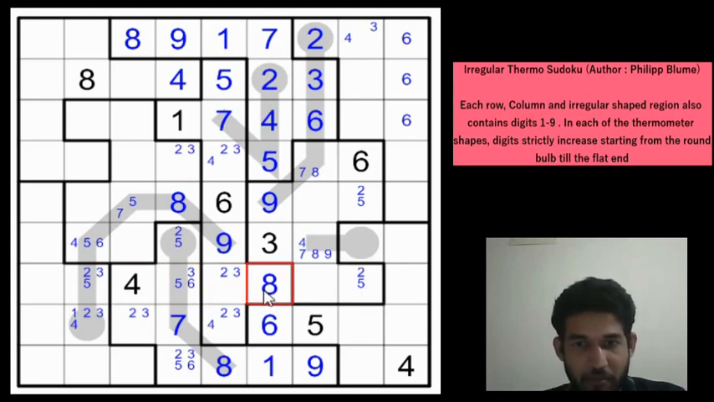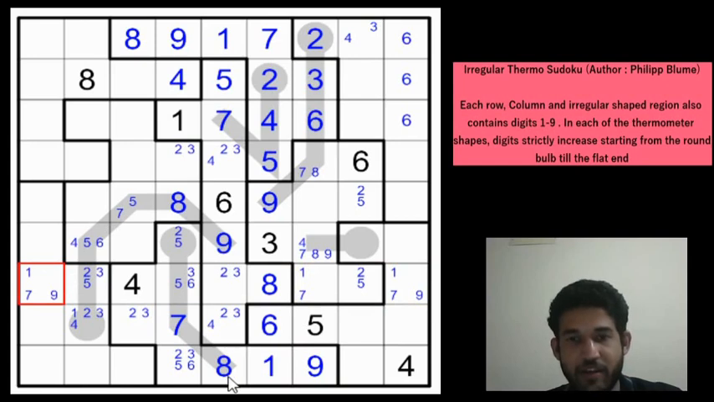So 4 and 8 have been marked. Remaining digits are 1, 7 and 9. So 9 is not possible here. So this will be a 1 or 7, this will be 1, 7 and 9, and this is going to be 1, 7 and 9, right? And you have a 9 here, so you can eliminate 9 as a candidate here. So this is 4, 7 or 8. Okay. Can we fill this digit? No, right? We don't have any 8 nearby.